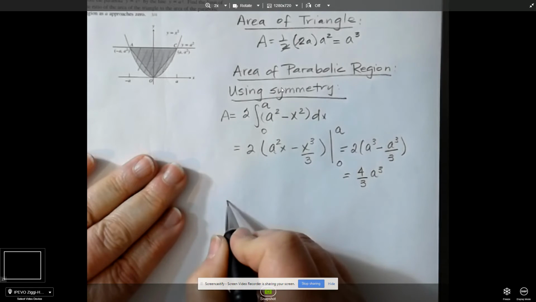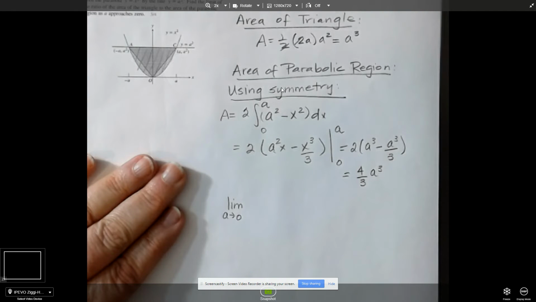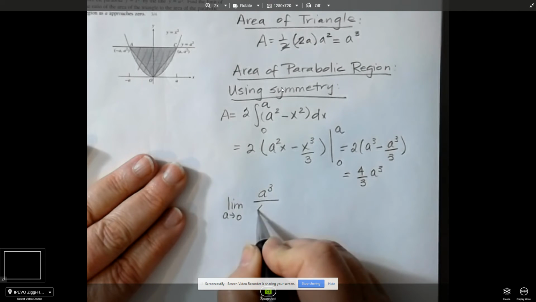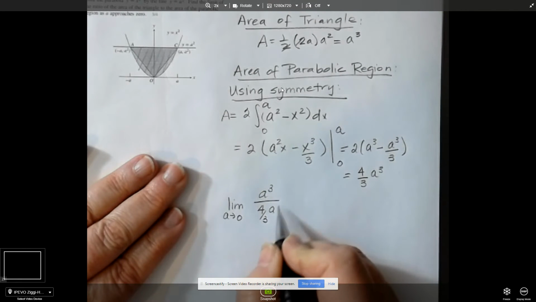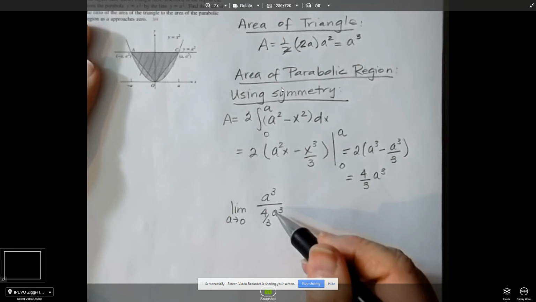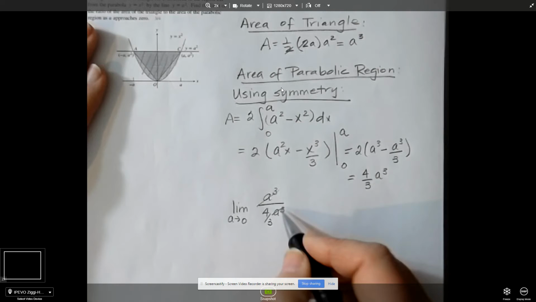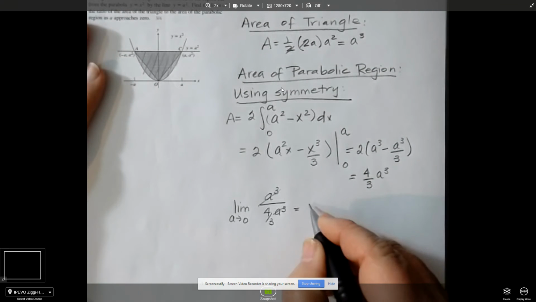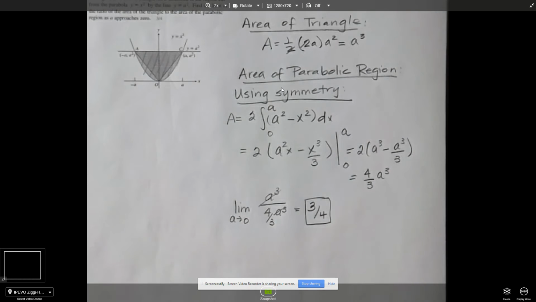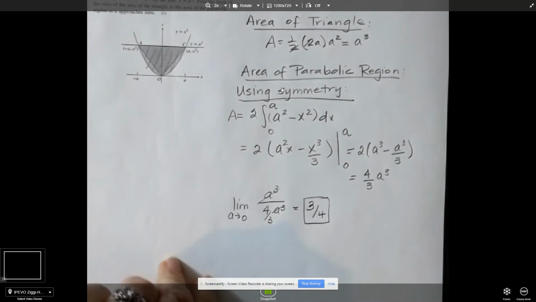And now they want us to find the limit as a goes to 0 of the ratio of the triangle's area, which is a cubed, over 4/3 a cubed. Well, algebraically, we could use L'Hopital's rule, but we don't really have to here because we can cancel these out. So we cancel these out, and I get 1 over 4/3, which is 3/4. So that's the ratio as a goes to 0. All right, that was kind of tough just because of all the letters, I think, but not impossible.